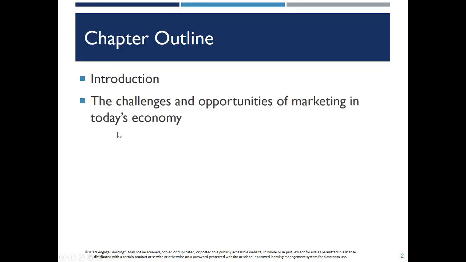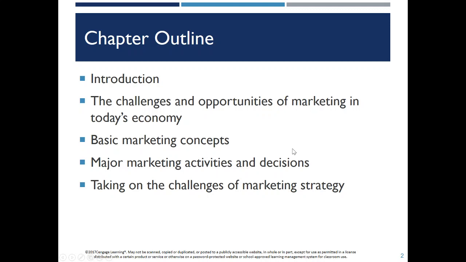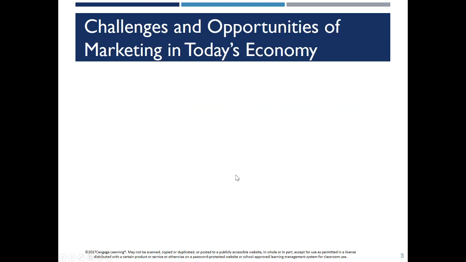Okay, basic chapter outline. This is really what the chapter is about. Challenges and opportunities of marketing, basic marketing concepts we'll go through pretty quickly. What do we actually do in marketing? You've heard a lot about, again, the 4Ps, and that advertising is part of it and personal selling is part of it, but we're going to talk about some things in more detail here. But we're going to go back to the top level, marketing strategy. Strategy drives the activities, the decisions that you make.